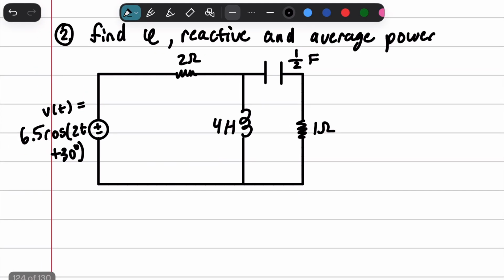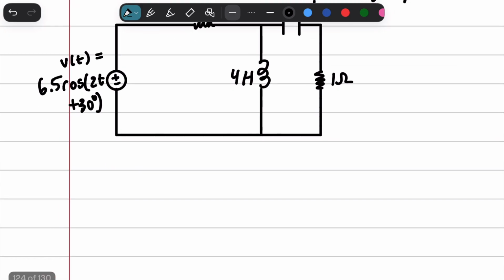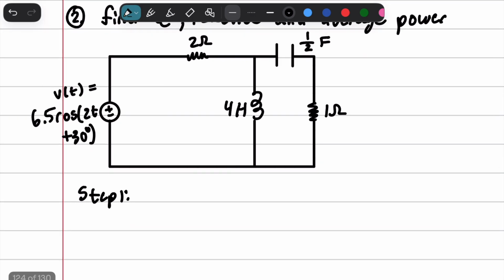Okay, so now we have another kind of system, network. And so the idea stays the same. All we're going to do is step 1, and I'm going to go through this a little more quickly, but we're going to find the impedance.